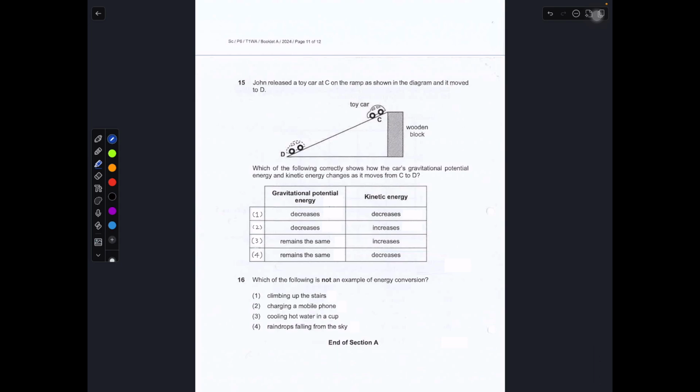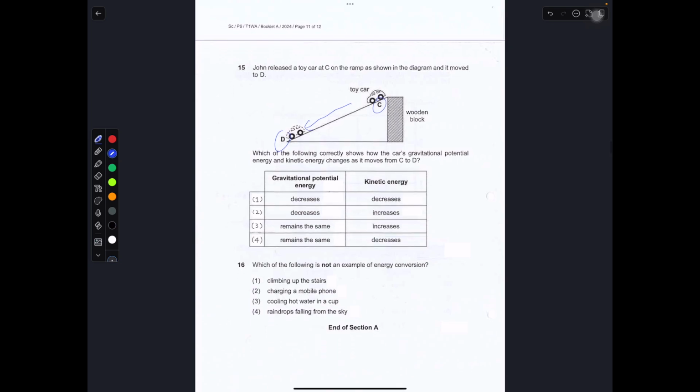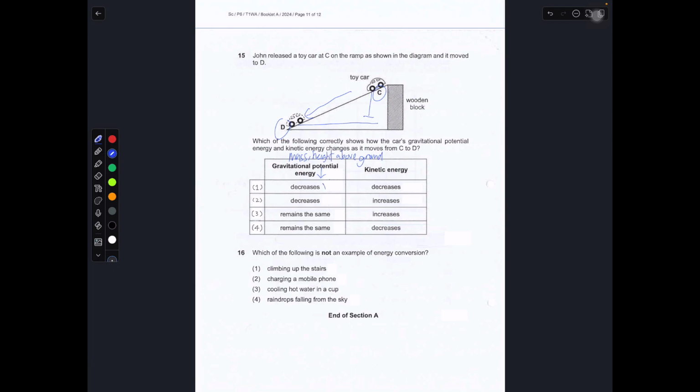Okay, question number 15. John released a toy car at C on the ramp, as shown in the diagram, and it moved down to D. So it moved downward. Which of the following correctly shows how the car's gravitational potential energy and kinetic energy change as it moves from C to D? As it moves from C to D, it's getting nearer to the ground. So gravitational potential energy decreases, because gravitational potential energy is affected by mass and height above ground. Since it's getting nearer, it should decrease. So only 1 and 2 are possible, 3 and 4 are out.